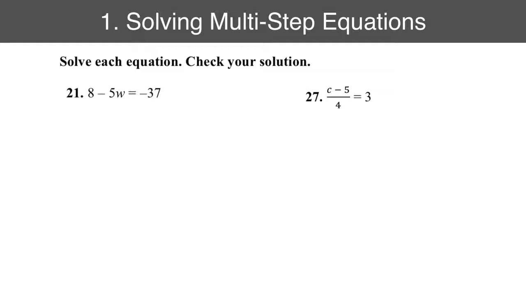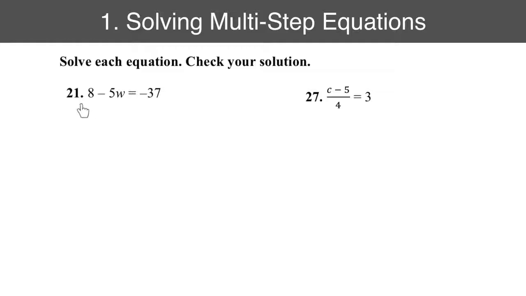So the first thing we talked about in this section was solving multi-step equations. Now, all the rules we just learned from section 2.2 are still true. You're still trying to get the variable by itself by moving everything away from it, by doing the opposite. Those are all still true. The only difference now is you're going to have more than one thing to move.